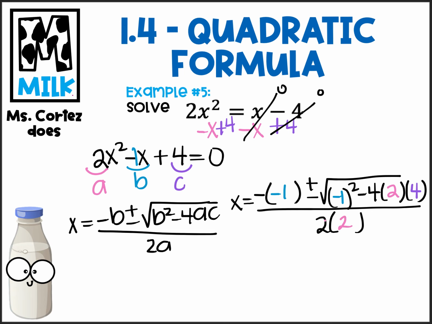You can choose to do it by hand every single step. For example, now negative times negative 1, it's 1. Plus or minus negative 1 squared is 1. 4 times 2 times 4, that is 32. Everything divided by 4.